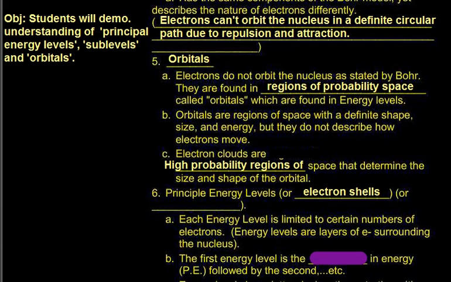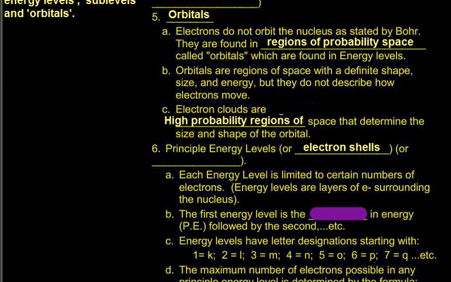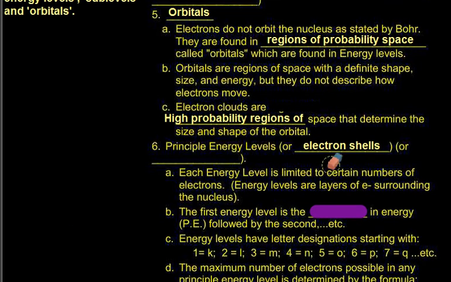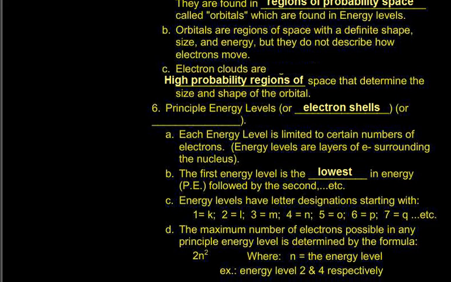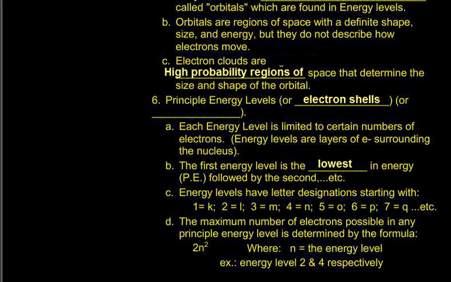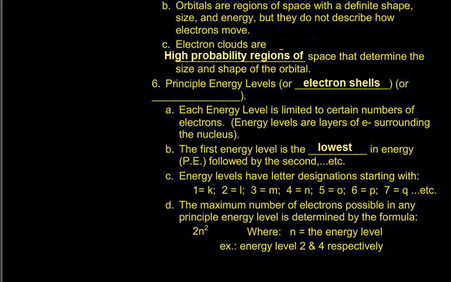Okay, each energy level is limited to certain numbers of electrons. And these certain numbers of electrons are the only electrons that are allowed to have that amount of energy in that space. Now, the first energy level is the lowest in energy, in potential energy, followed by the second energy level, which has more potential energy, followed by the third, which has even more potential energy. And these levels have letter distinctions starting with 1. The first energy level would be K, and the second one is L, but you don't need to know those so much.